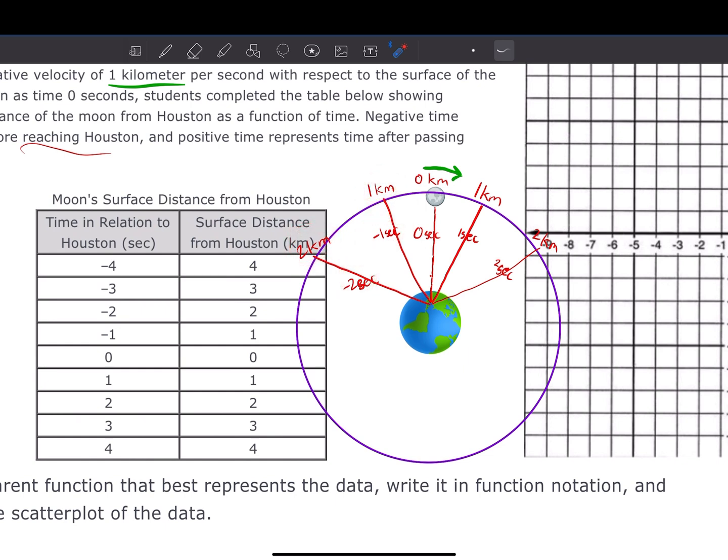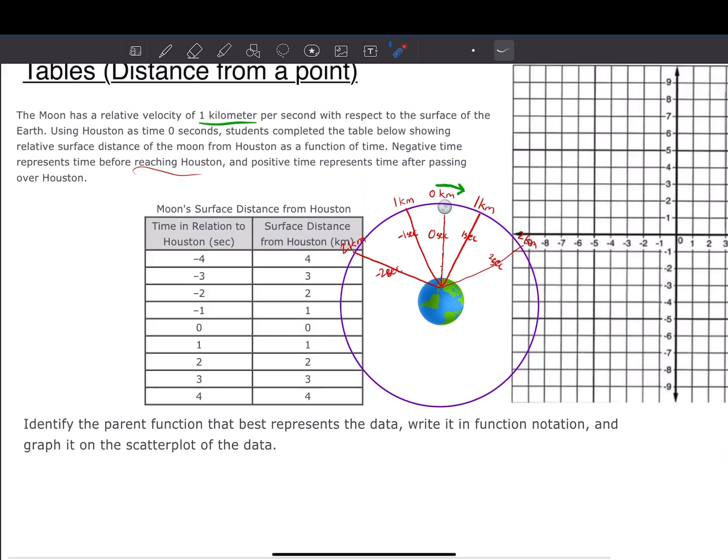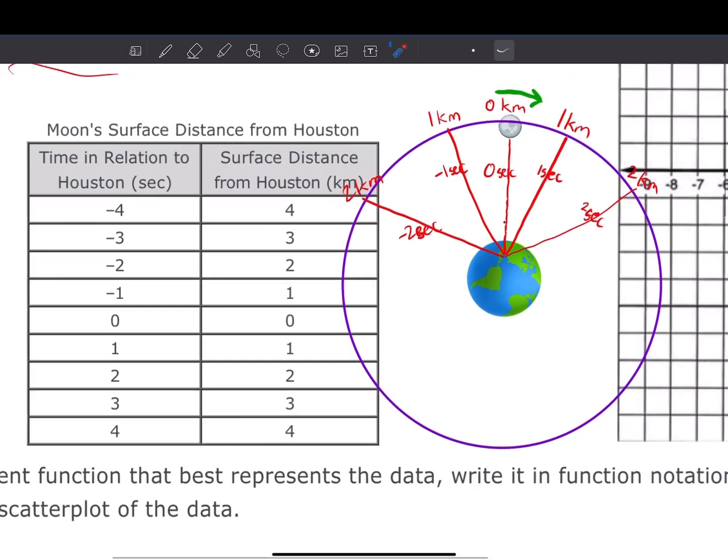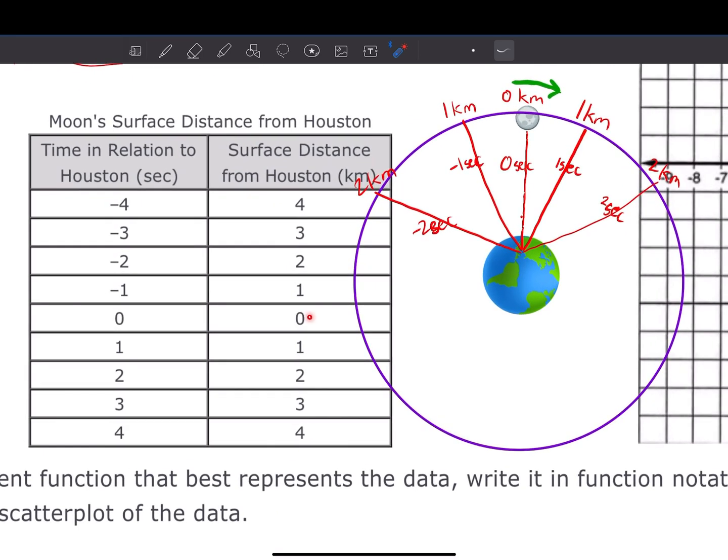So the moon's getting closer and closer to being over Houston, and then we're exactly over Houston at 0 kilometers. Then we pass Houston, and 1 second later we are 1 kilometer away, the same as 1 second before. That's profound, because this gives us an absolute value function, where it's the same on one side as it is on the other: 0, 1, 2, 3, 4.